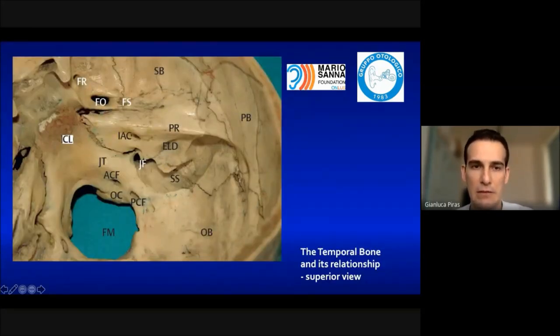So you can see, for example, the connection between the petrous part, so the medial part, and the foramen magnum, so the occipital condyle, the jugular tubercle, the condylar foramen, the clivus, and also the foramen spinosum, middle meningeal artery, foramen ovale, maxillary nerve, and foramen rotundum, mandibular nerve.